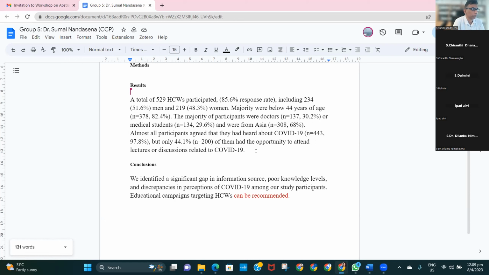And let others suggest whether to keep this last sentence. We can cut down 'almost all participants agreed.' In that sentence, we can cut down 'agreed.' Almost all participants have heard about COVID-19. If we modify it like that, 3 words will be saved.